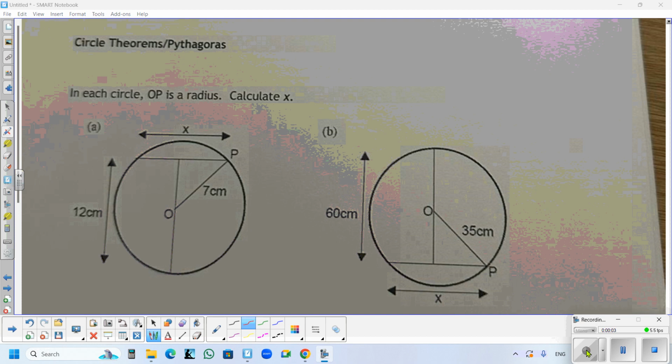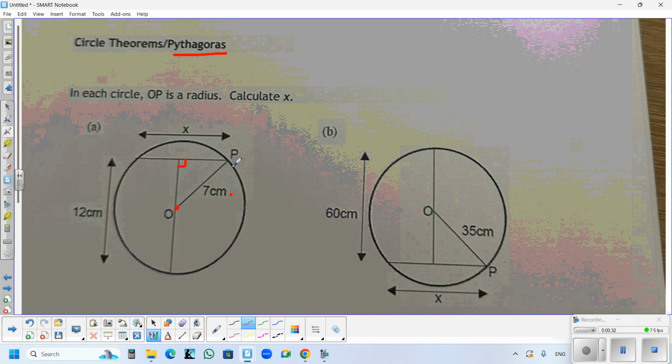So these questions, there's two in your revision sheet, and it's the circle theorems, but it's all to do with Pythagoras. Pythagoras is all about right angled triangles, so we're looking for a right angled triangle, and the right angled triangle is in there. Okay, that's your right angled triangle.